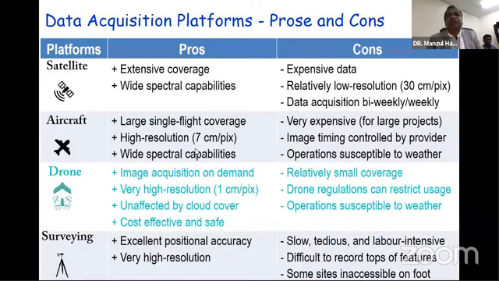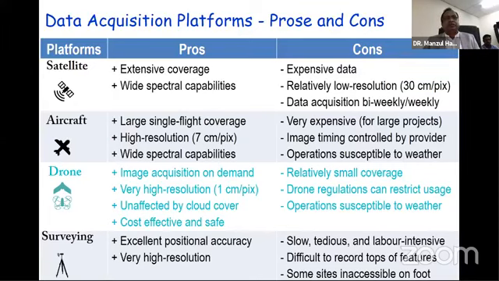Okay, so these are the four platforms. Satellites have very extensive coverage and wide spectral capability. It means they have several bands or cameras to take the images. But the problem is it is expensive. If you go for an affordable one, maybe 30 centimeter, it is not expensive or even free. But if you go for high resolution, like the drone one, it will be very, very expensive. And data can be taken weekly or bi-weekly, something like that.